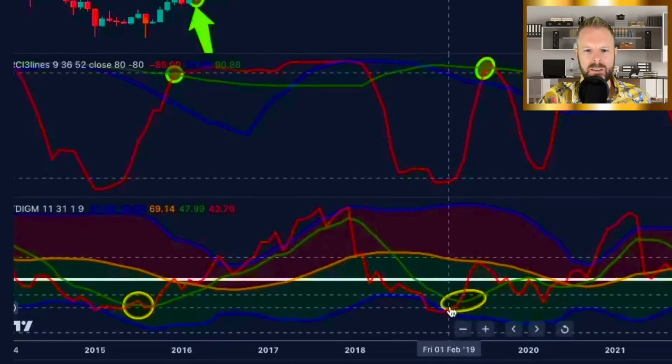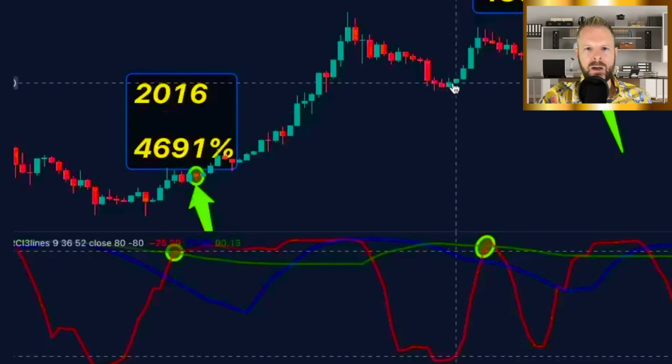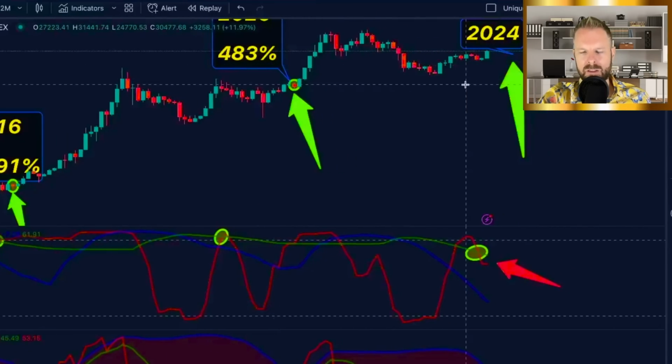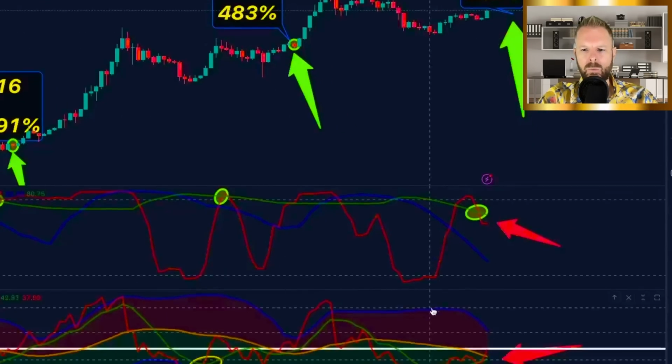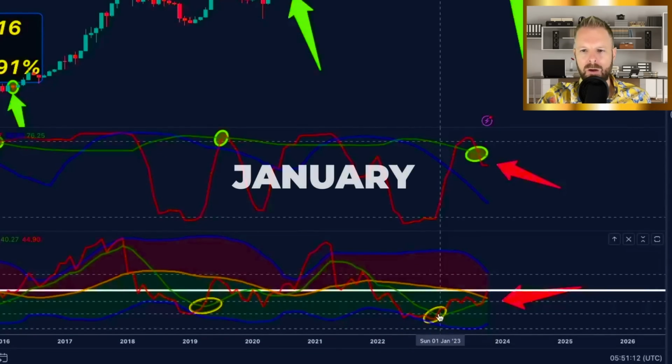Look at 2019, red line crossing above the green line right here. That's saying, hey, this bear market that we were in for over a year, that's over. And we're starting a new bull run. Look at recently, we covered it right here on our channel. When this red line crossed above this green line, it was January of this year.